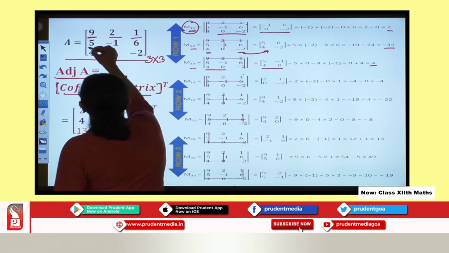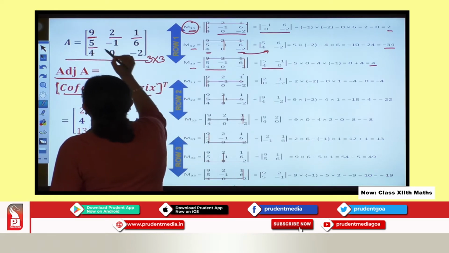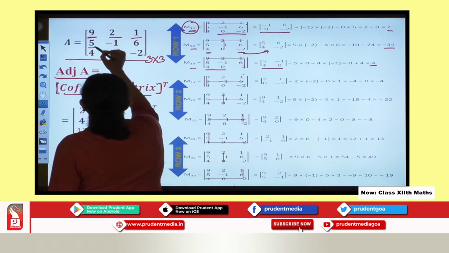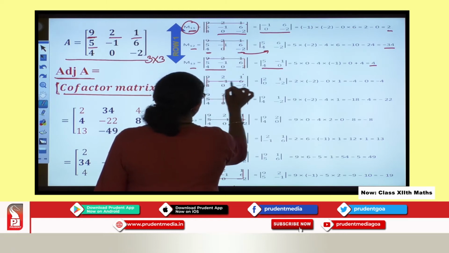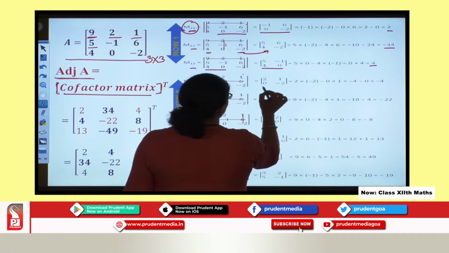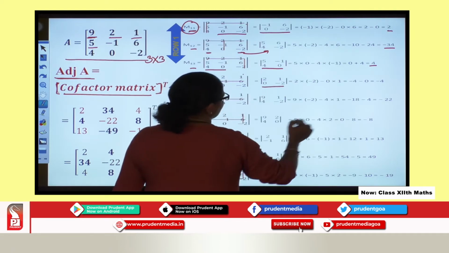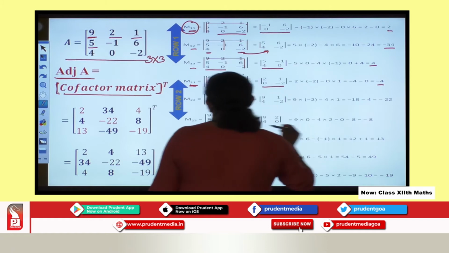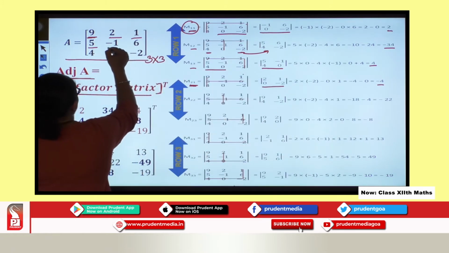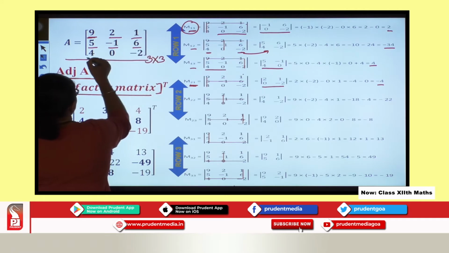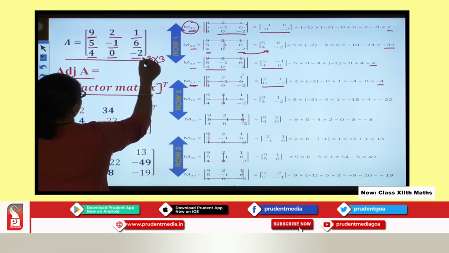So same way I proceed here. See, I am talking about the minor of this 5. So the minor of this 5 is here. So what is the place? 2, 1. So I delete, you can see here, it is nicely deleted over here. So what I am getting, this determinant, I get it as minus 4. And same way when I proceed further, I will get all the minors of the corresponding entries.